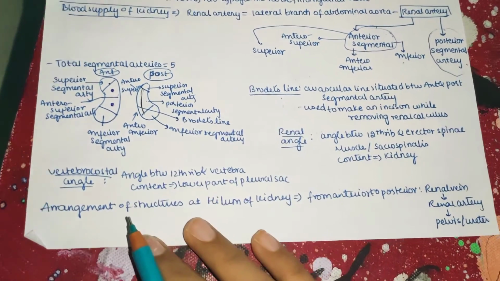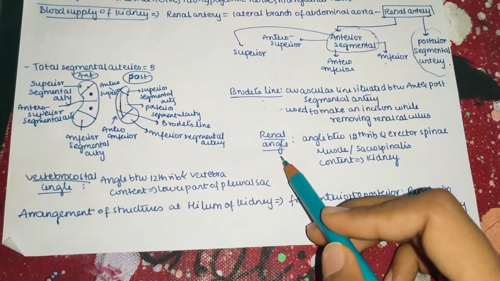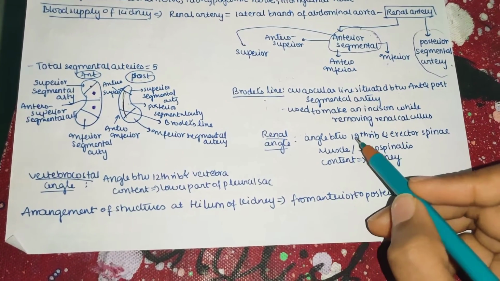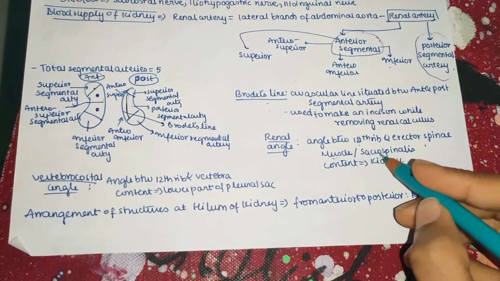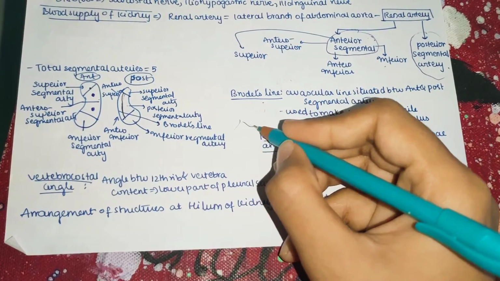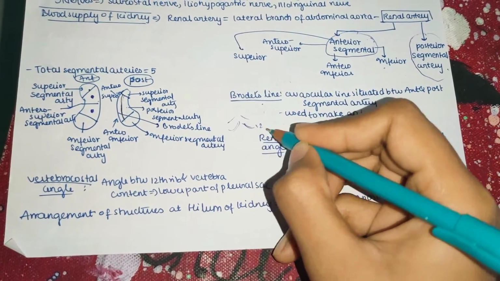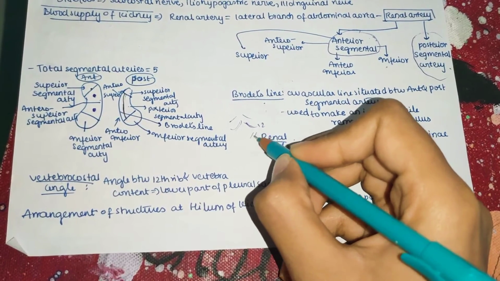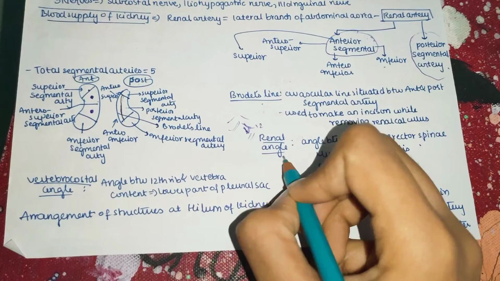So now let us understand what is renal angle and what is vertebrocostal angle. The renal angle is an angle between the 12th rib and erector spinae muscle. Erector spinae muscle is also called as sacrospinalis. So understand, you have ribs like this. For example, this is 12th rib. So between the 12th rib and erector spinae on the posterior side, there forms an angle, and this angle is called renal angle.